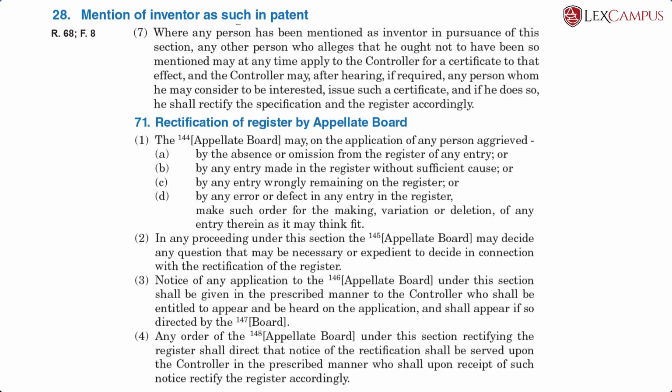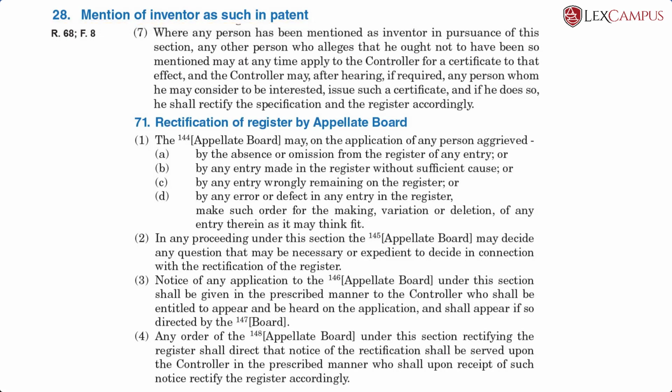Now, you will see that the appellate board can be approached by an aggrieved person in the absence or omission from the register of an entry, by any entry made into the register without sufficient cause, by any entry wrongly remaining in the register, or by any error or defect in the entry in the register. So, the register can be corrected, and we are talking about all these instances after the grant, and 28, you saw, has to be done before the grant.